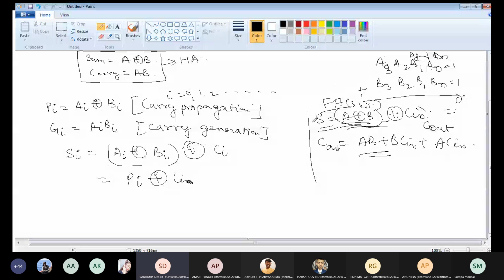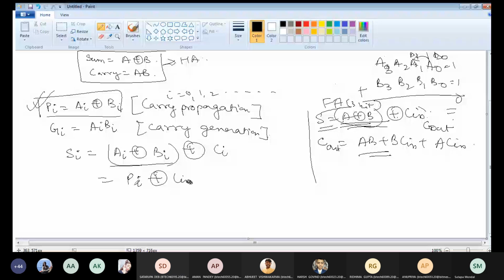Now when I am writing AI XOR BI, what is the equation for AI XOR BI? This one, this equation, this is the carry propagate. So in place of AI XOR BI, I will write PI. Is it clear now? Yes, ma'am. And this XOR CI.